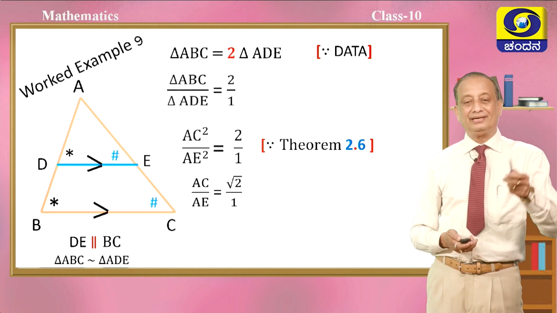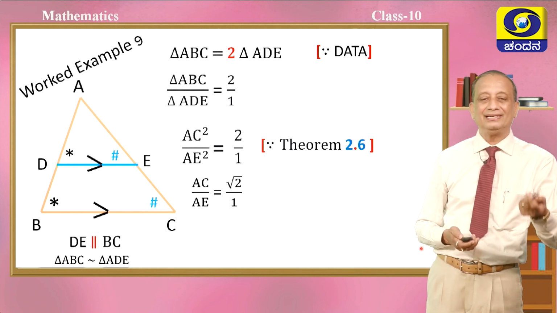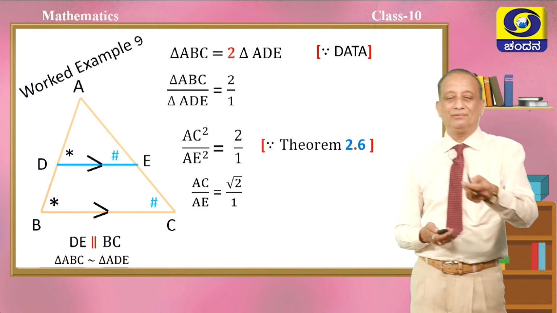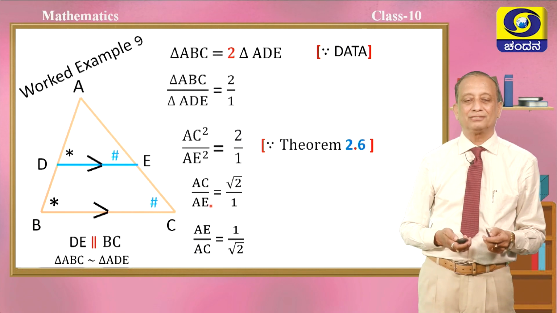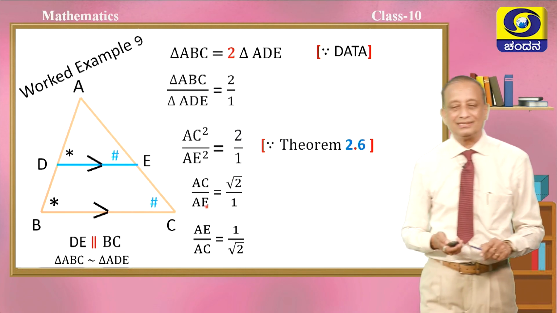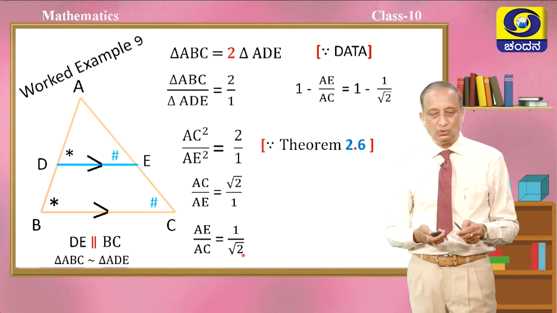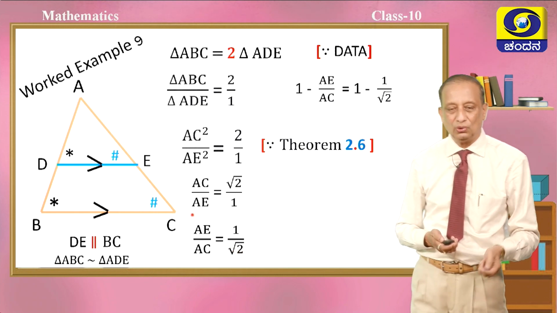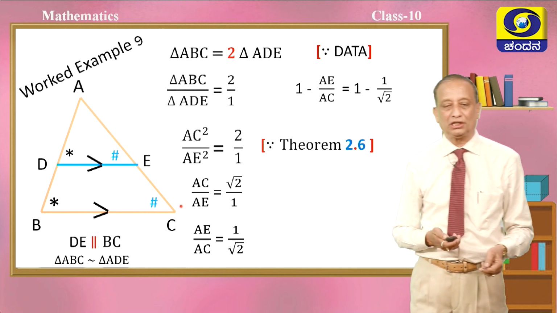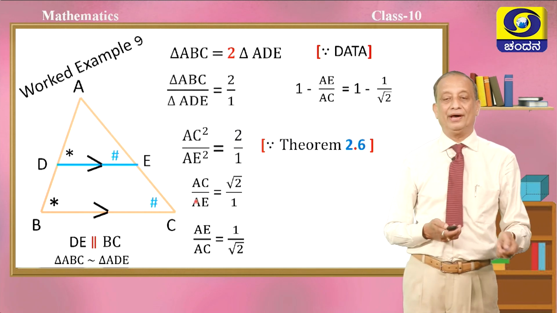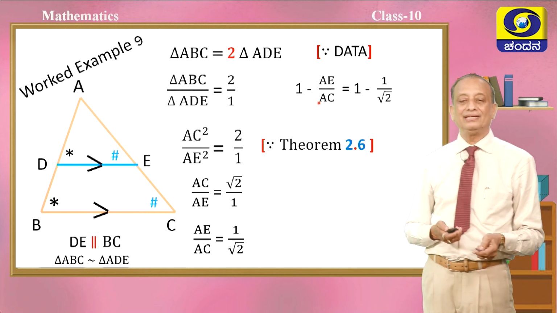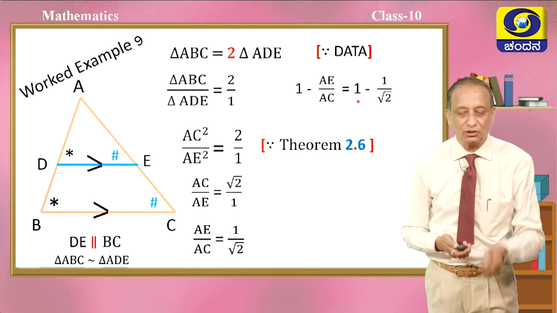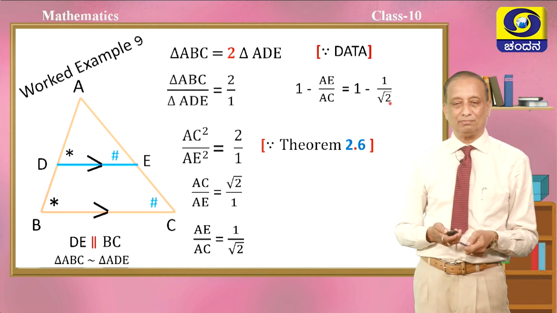We wanted EC by AC. Don't you think we have to take the reciprocal for this proportion? So AE by AC is equal to 1 by root 2. Since we wanted EC, what is it that we have to do? We have to subtract this proportion from 1. So 1 minus AE by AC is also equal to 1 minus 1 by root 2.